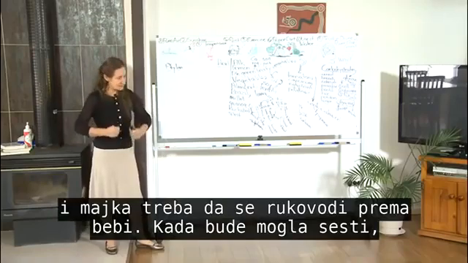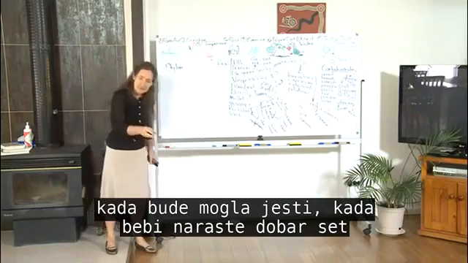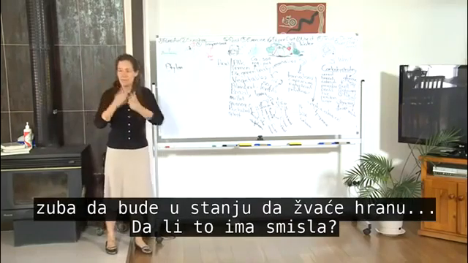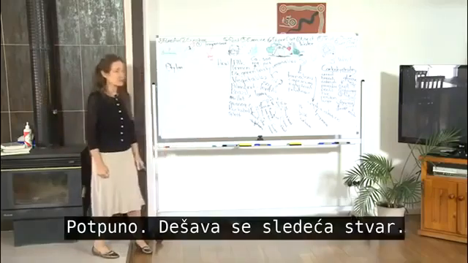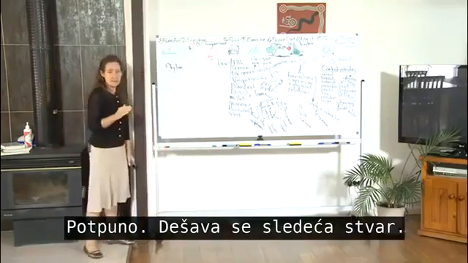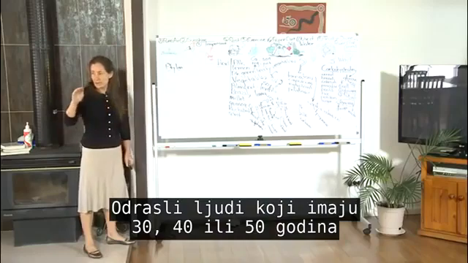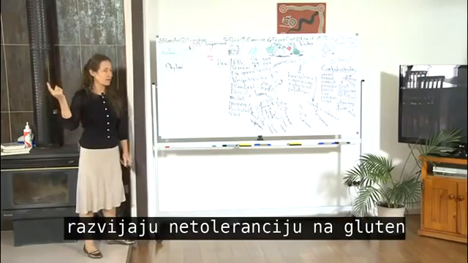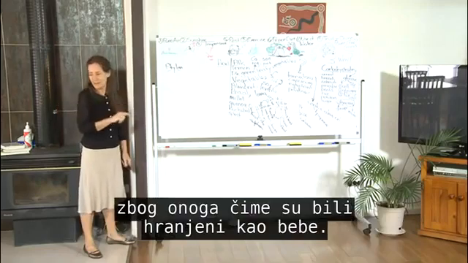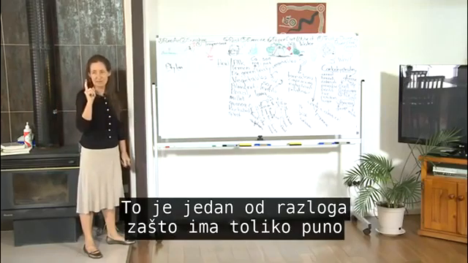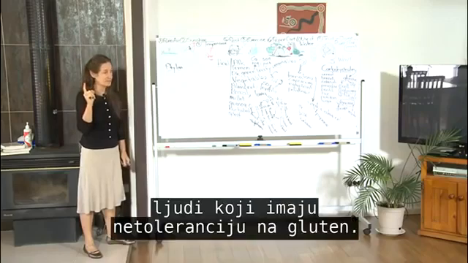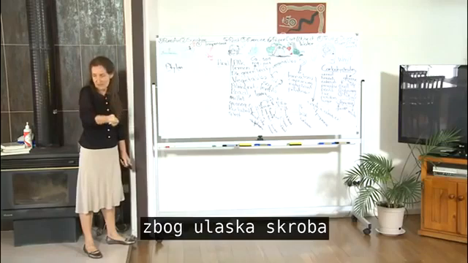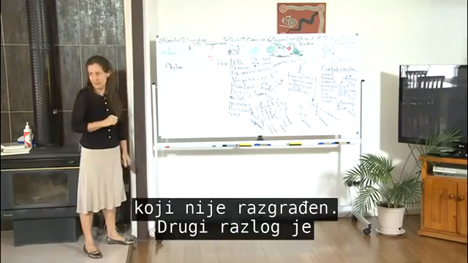When the baby can sit, when the baby can feed itself, when the baby has a good set of teeth to be able to chew the food. Does that make sense? Makes total sense. What's happening is we're getting adults in their 30s, 40s, 50s developing gluten intolerance because of what they were fed as babies. So that's one of the reasons we're seeing so much gluten intolerance. Malabsorption syndrome is set up in the gut because this starch is coming down and it hasn't been broken down.